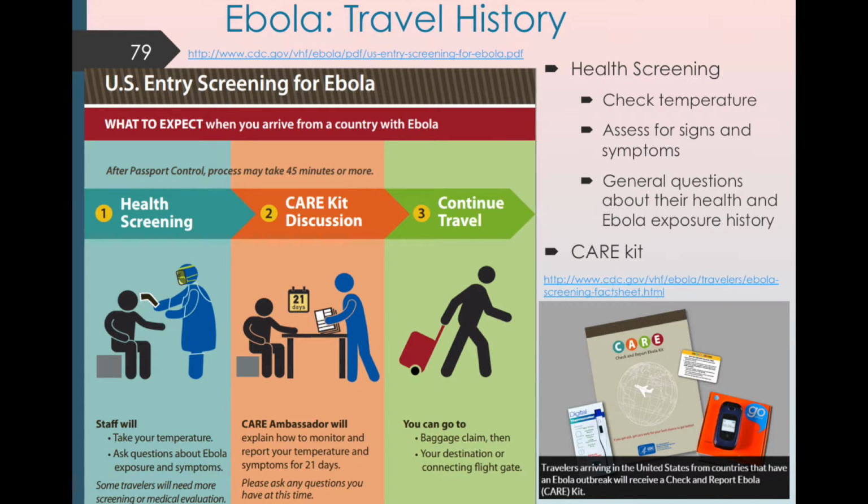Airports are taking special precautions, especially in countries where patients are known to have Ebola. They are conducting health screenings in the airports where they will check passengers' temperatures, assess for signs and symptoms of Ebola, and ask general questions about their health and Ebola exposure history. Travelers also receive a care kit, which is displayed below, and it includes things such as a digital thermometer, a cell phone, and information about contacting appropriate personnel if signs and symptoms of Ebola do occur.